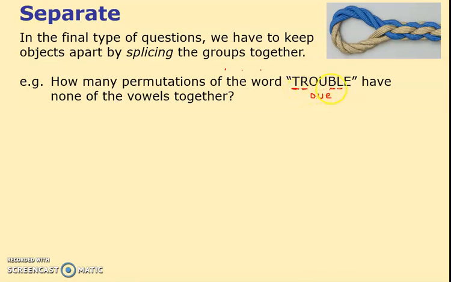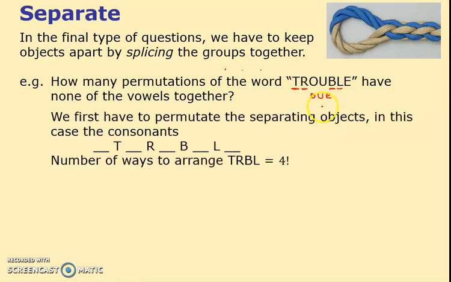Now, I've got 4 opportunities to keep these O and the U and the E separate. So the way I would think about that is to permutate the separating objects. I've got a T, an R, a B, and an L. Now there are 4 factorial ways I could put these into my arrangement. Yeah, the R could be the front, the T could be the end, whatever. There's 4 factorial ways of doing that.